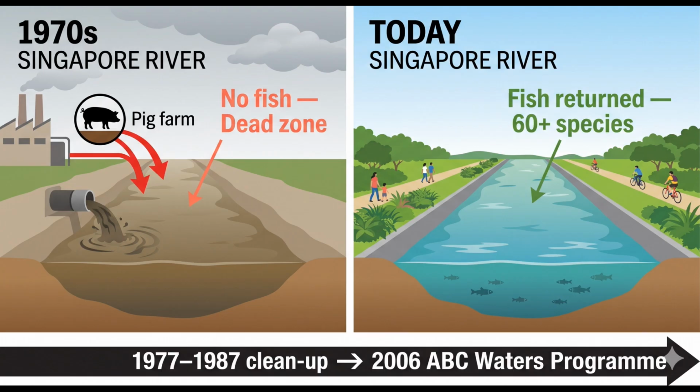Then, in 2006, PUB launched the ABC Waters program, which took the management of Singapore's waterways to the next level. Not just clean, but actively biodiverse and community integrated. Understanding how pollution works and how it is managed is what this video teaches and what your exam will test.